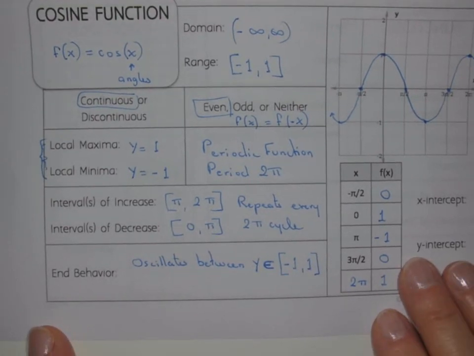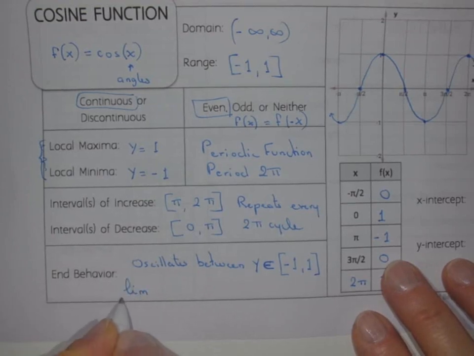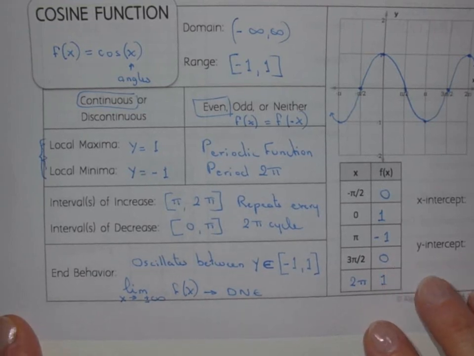And then the end behaviors, we said the limit as x approaches positive or negative infinity, it's the same on both sides, does not exist. D, N, E, capital letters, right? D, N, E, does not exist, okay?